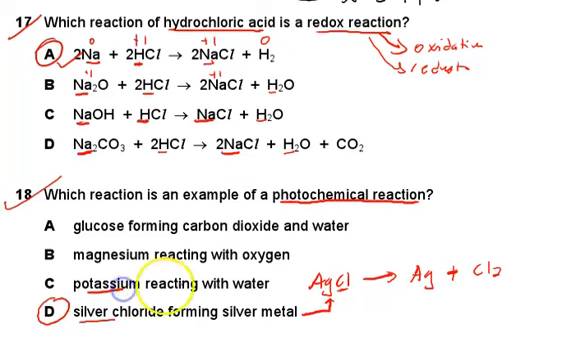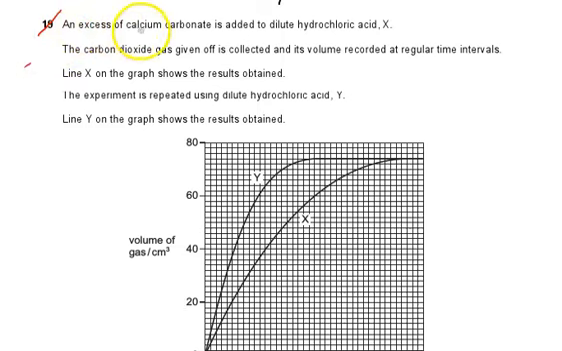When you compare with potassium reacting with water, they don't need light. Magnesium and oxygen, no need for light. Glucose forming carbon dioxide and water, there is no need for the presence of light. So 18 is D here. Alright, okay, now let us move to the next one. Here an excess calcium carbonate is added to dilute hydrochloric acid X.